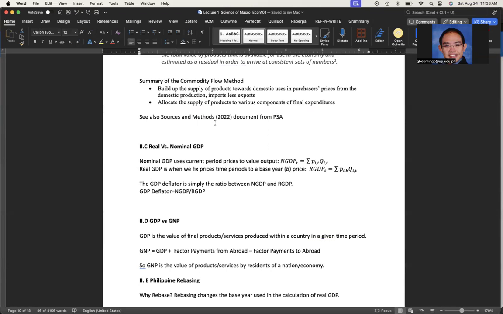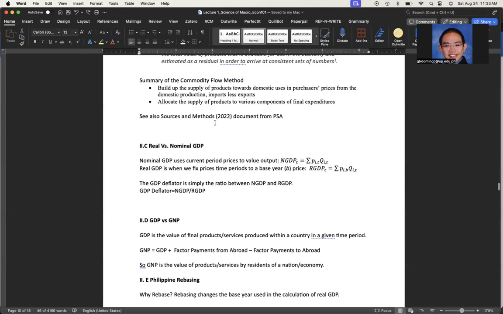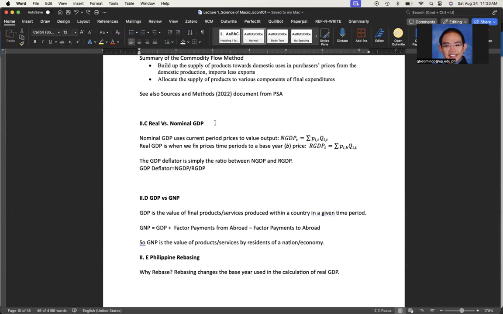All right, so let's move on to other topics. We'll revisit the informal sector in a moment. But first, let's review real versus nominal. Nominal GDP uses current period prices to value output. So this is just the sum. Notice the T's are the current T's, and both P and Q have the same T's. But real GDP is when you fix prices. So notice that P_B, B is the base, and it's going to be fixed.